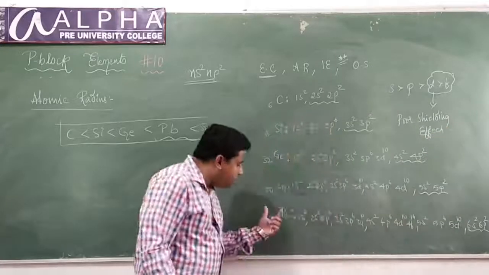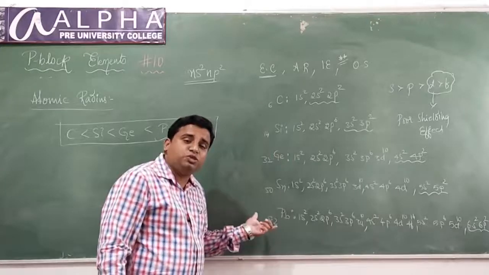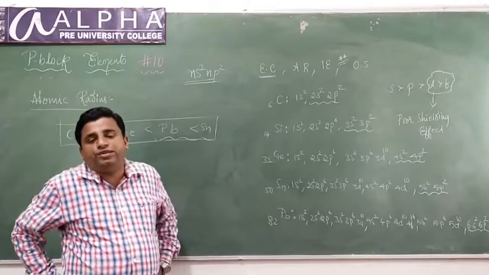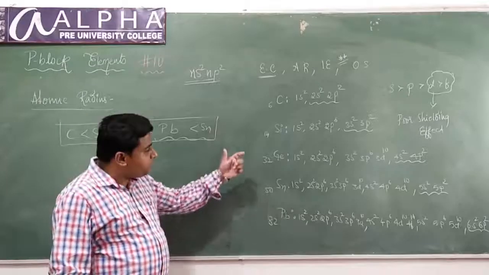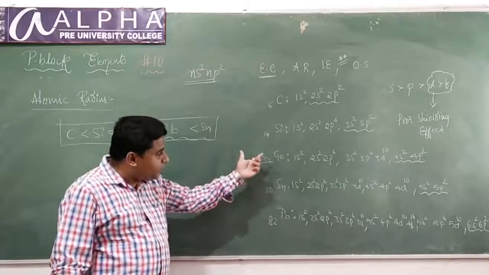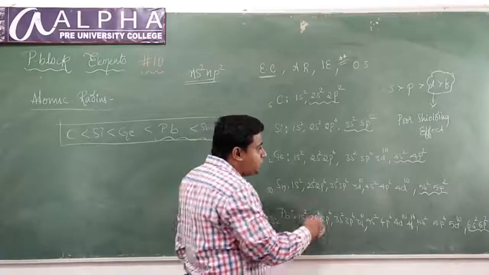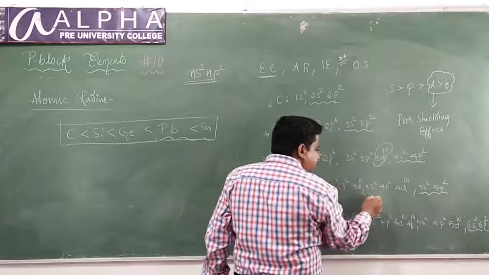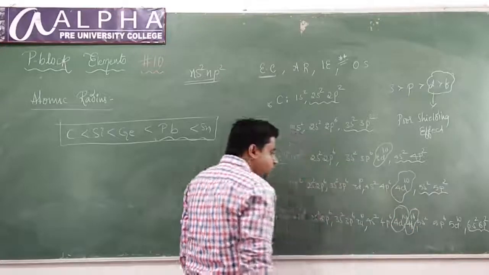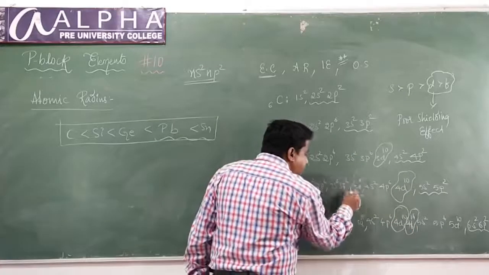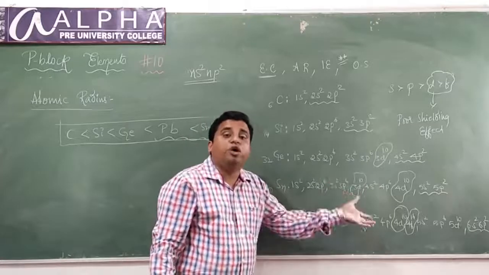If you can observe, that is why I retained the electronic configuration. I didn't rub it. Why? Because I have to explain the atomic radius based on this electronic configuration. Are you getting my point? Observe the electronic configuration of lead, and from tin to lead. You will observe completely filled inner d orbitals and f orbitals, isn't it? Inner d orbitals and f orbitals will exhibit poor shielding effect.